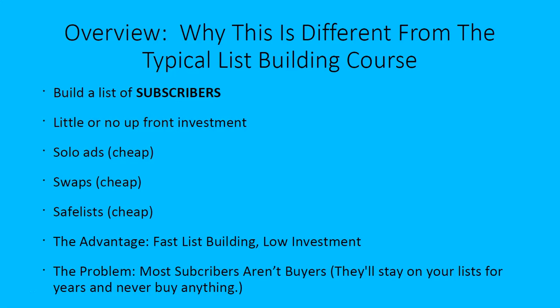Now, the advantage to doing things the traditional way is you can do fast list building, right? And it doesn't cost you a lot. Solo ads don't cost you a lot. Swaps don't cost anything. Safe lists don't cost you anything. And if you stay after it, you can build a list pretty fast that way. And so that does definitely work. Now, here's the problem. Most of the people that are going to be getting onto your list are not going to be buyers. They're going to be people who are kicking the tires and trying to figure out whether or not they want to do internet marketing or not. And those are not going to necessarily give you a good picture of how much money you're going to make.